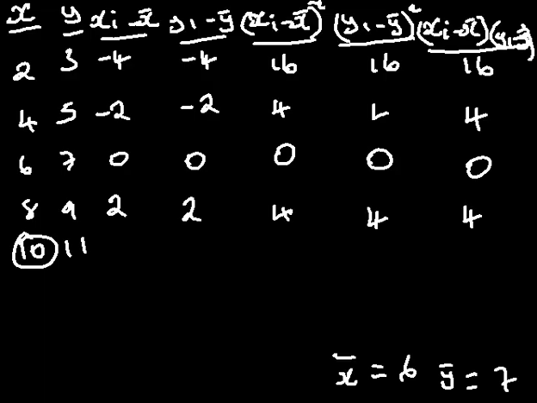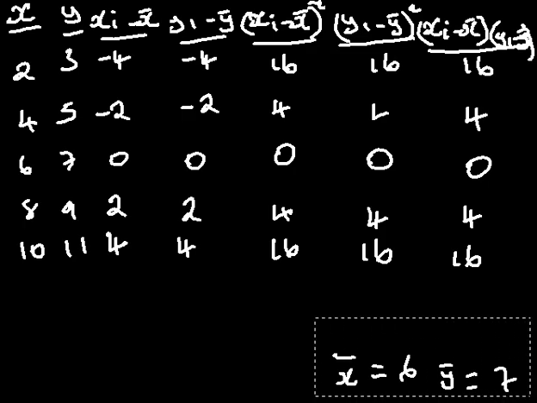And 10 minus 6 is given as 4, and 11 minus 7 is given as 4 as well. Then 4 to the power 2 is 16. We have it as 16 here as well, and also we should have it as 16 here. So that's how you should understand that one.